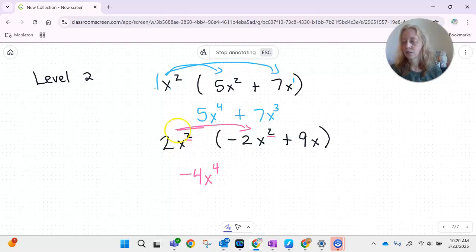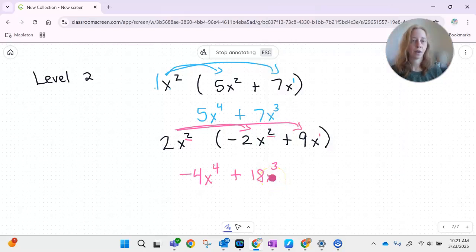Okay, and then we're going to do the same thing for the second term. 2 times 9 is 18. X squared times x to the 1 is x to the 3rd power.